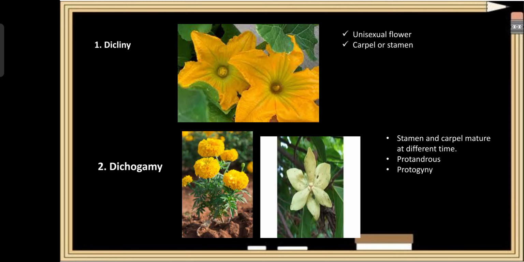So, dichogamy is noticed in bisexual flowers where the stamens and carpels mature at different times. There are two kinds of dichogamy. Number one, protandrous. Number two, protogyny. So what is protandrous? Protandrous means here the stamens mature first. The best example is the marigold. The other examples are sunflower and hibiscus. So what is protogyny? Protogyny means it is a condition where the carpel, the female part of the flower, matures first. An example is the custard apple flower. The other examples are the mirabilis flower and the ficus flower.